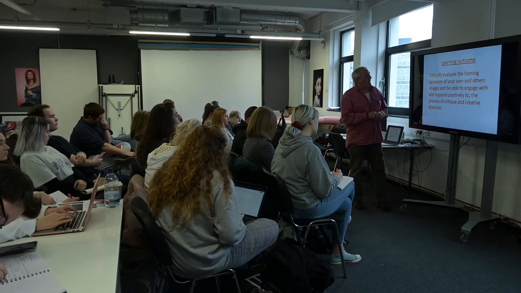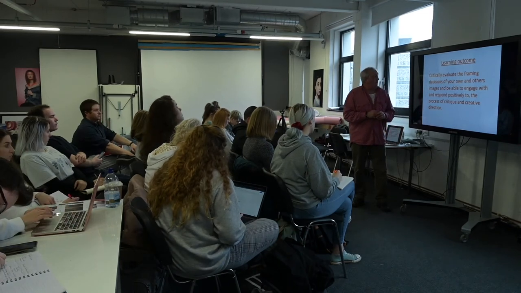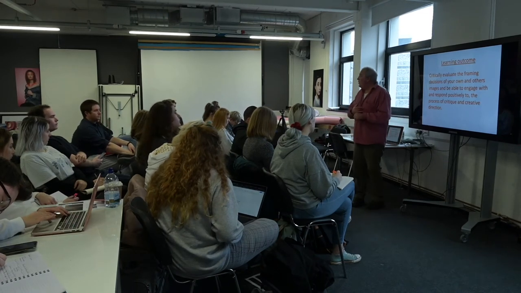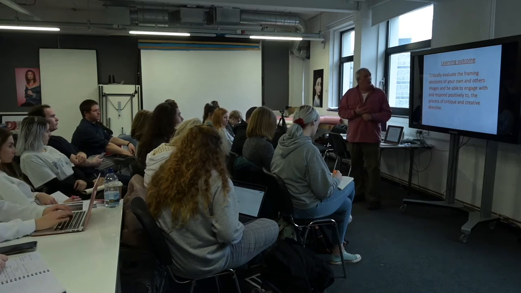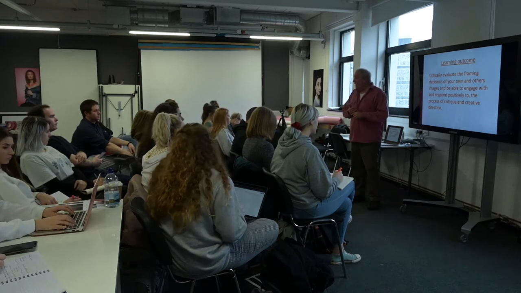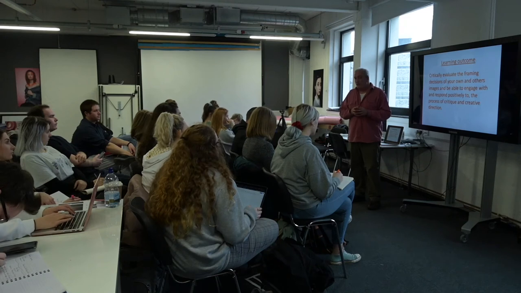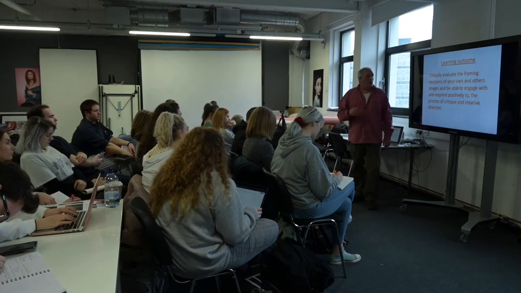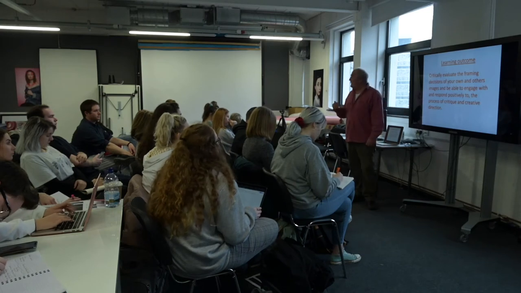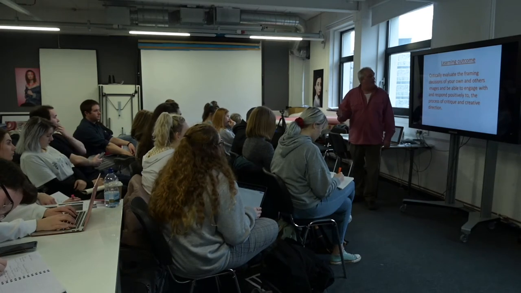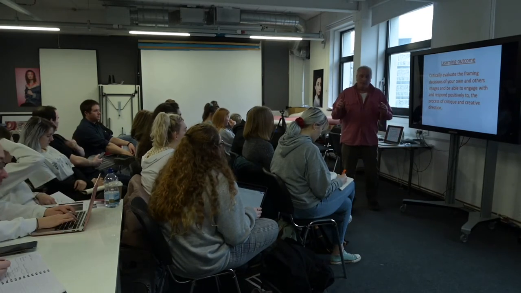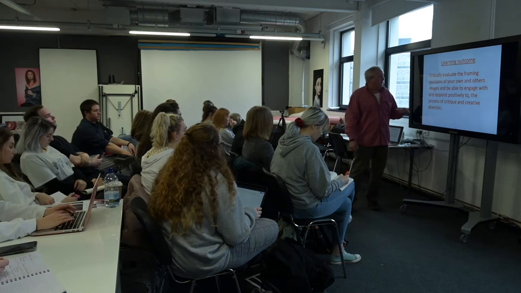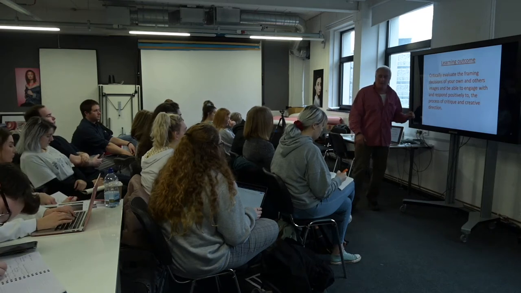So, critically evaluate the framing decisions of your own images and other people's. We've talked about being able to look at other people's work and see what works for their images. For example, Cartier-Bresson and Bill Brandt, the construction of their images. So, we want to look at that and we want to be able to apply it to our own photographs that we take, and respond positively to the process of critique and creative direction.